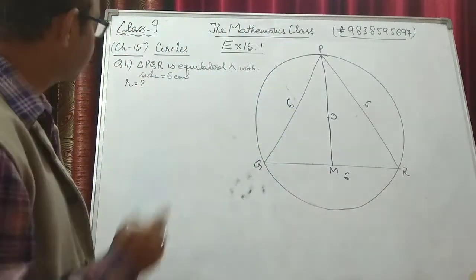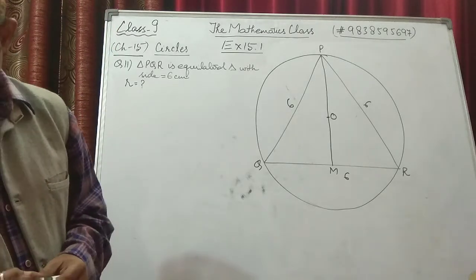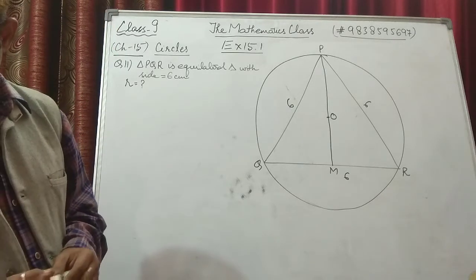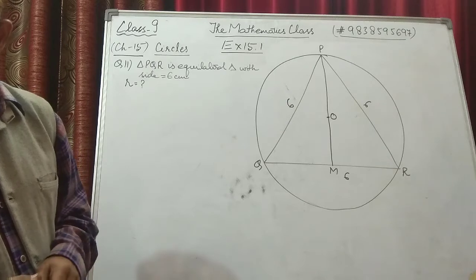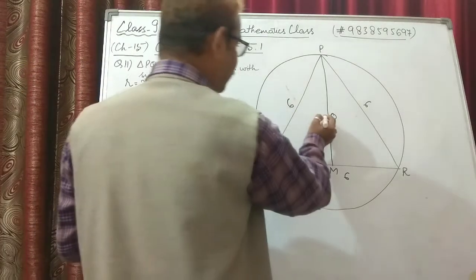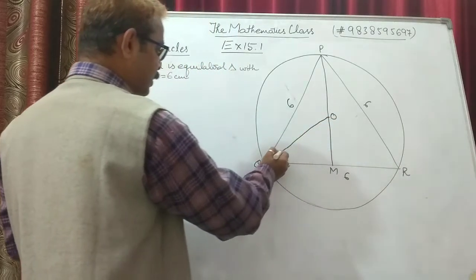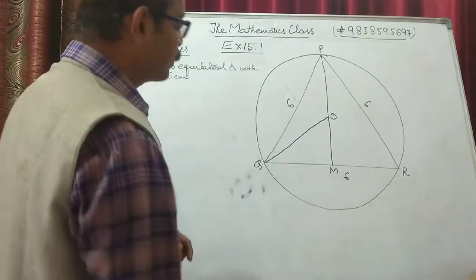Now, in this also we have to find the radius. I'll read out the question. ABC is an equilateral triangle of side 6 centimeters inscribed in a circle. Find the radius of the circle. So again we will join OQ, and we will do the same thing we did in the previous question.